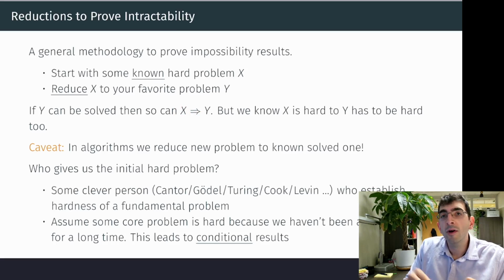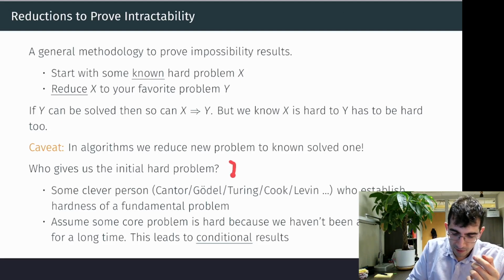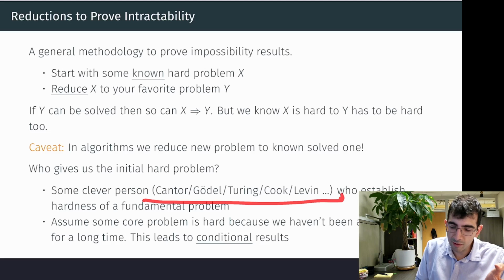Okay, so starting off with a problem of known hardness and then showing another problem is similar in hardness to this known problem, that'll give us a good chance to see what problems are easy and what problems are hard. And the question is, who gives the initial problem? Who gives the initial hard problem?